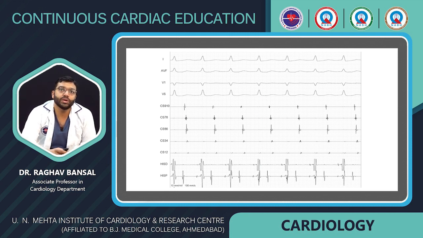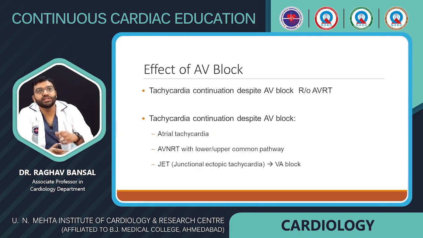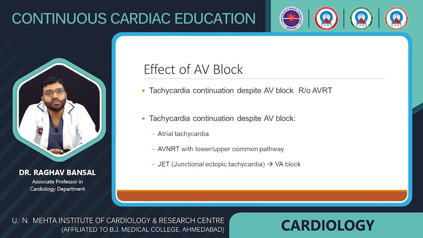This can be conduction through an atypical AVNRT, or it can be an atrial tachycardia also. So all three differential diagnoses have to be there in your mind, and we need to differentiate between these three diagnoses. So we have to look at what happens spontaneously if there are changes in the tachycardia. So we have to look at the effect of AV block.